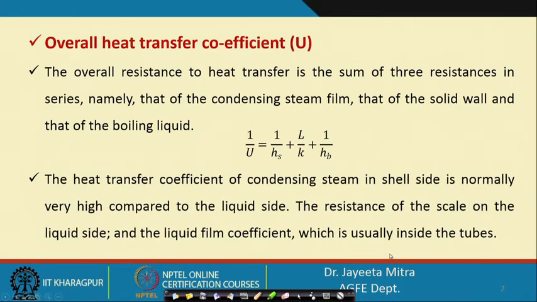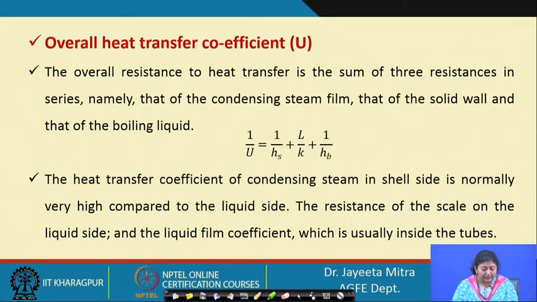So, the heat transfer coefficient of condensing steam in shell side is normally very high compared to the liquid side. Okay. So, that is why, because we can check this, when the steam is entering, steam is coming at a temperature, let us say Ts. Generally we use saturated steam or sometimes superheated steam, mostly saturated steam. So, at that saturation temperature, the latent heat of condensation that we will measure.